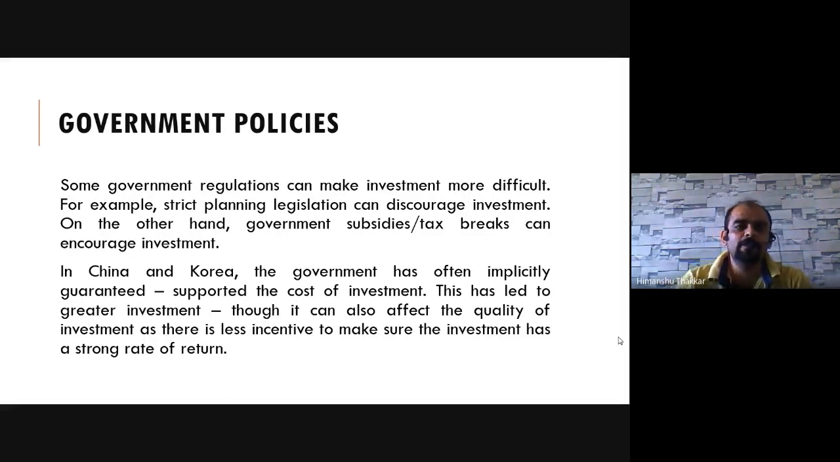Then the government policies. Some government regulations can make investment more difficult. For example, strict planning legislation can discourage investment. On the other hand, government subsidies and tax breaks can encourage investment. In China and Korea, the government has often implicitly supported the cost of investment. This has led to greater investment, though it can also affect the quality of investment as there is less incentive to make sure the investment has a strong rate of return.